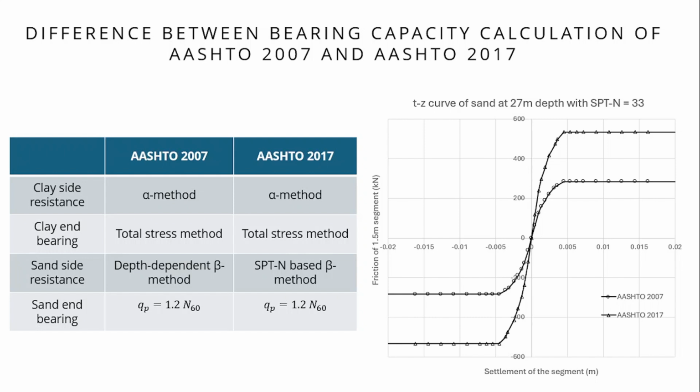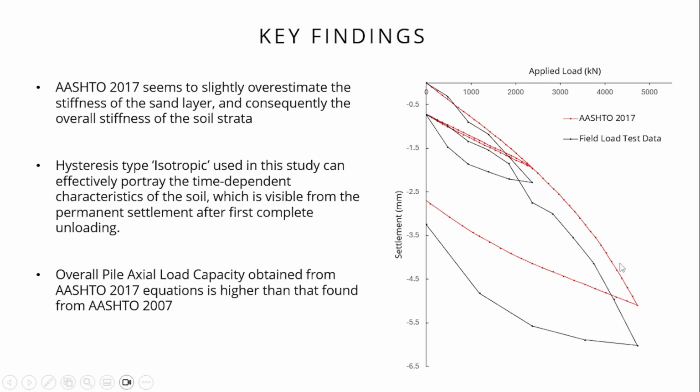And after that, we can see from the curve that the capacity of the segment increases by a lot. So overall, when sand layers are quite considerably high, in those cases the pile capacity in AASHTO 2017 will provide a lot larger value than AASHTO 2007. In the calculation of other things like clay side resistance, end bearing or sand end bearing, there is not any change between the two codes.